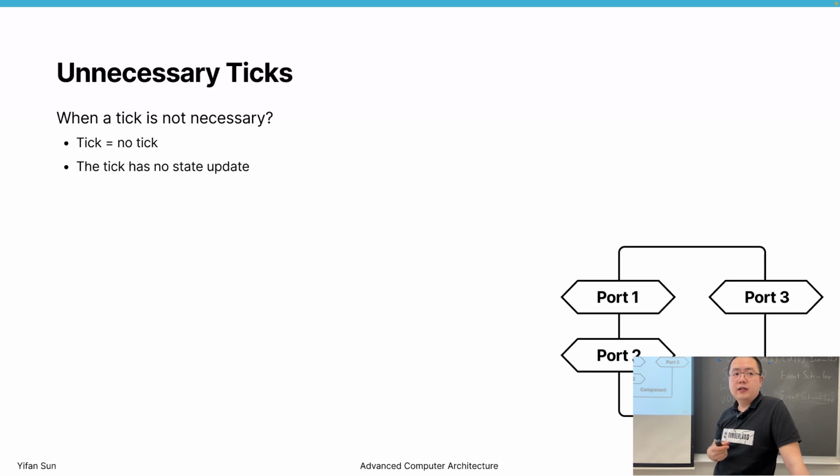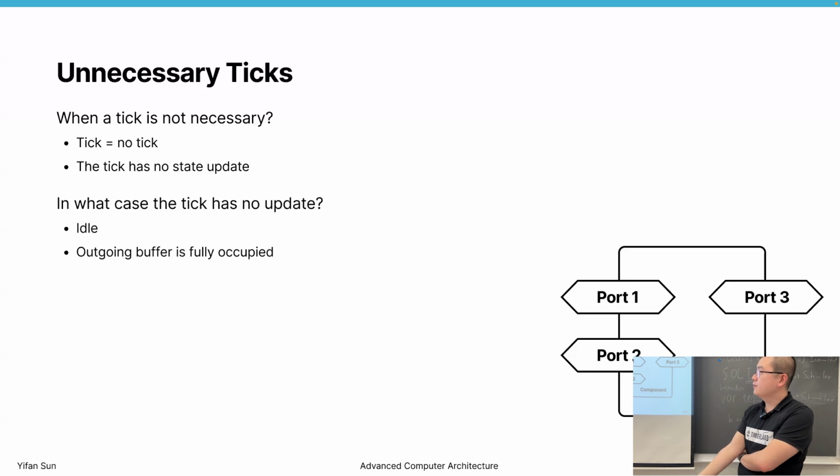Or in other words, a sign of forward progress means an internal state update or successfully sending some message out. If we do not have progress, this tick is not necessary, right? Can you accept this statement? Then, in what case does a tick have no update? Two cases, as we said before, right?